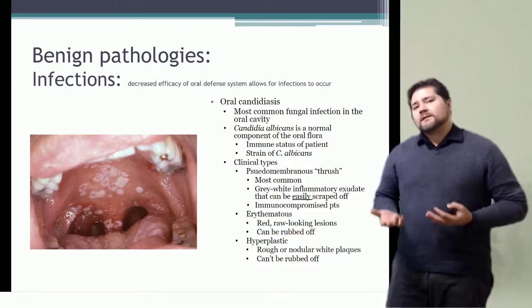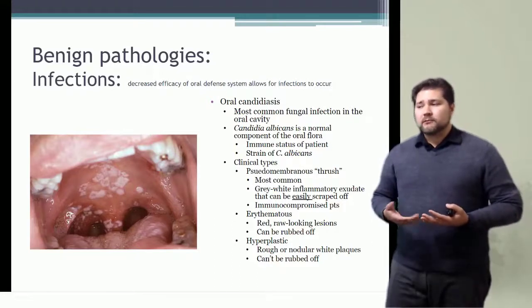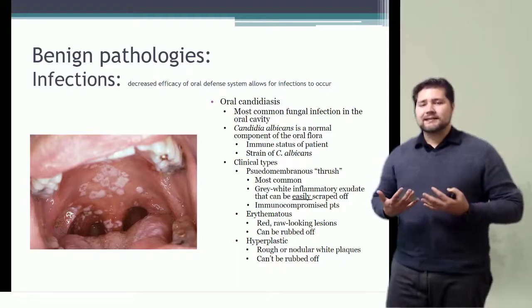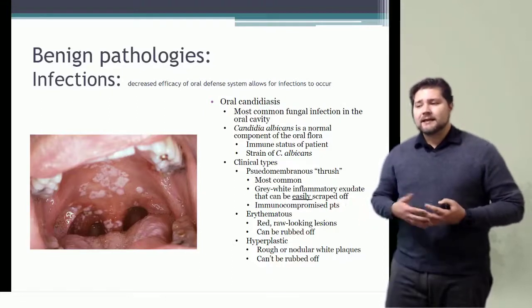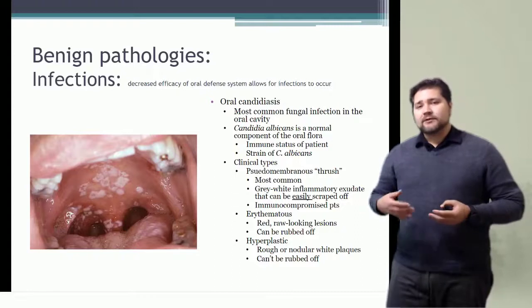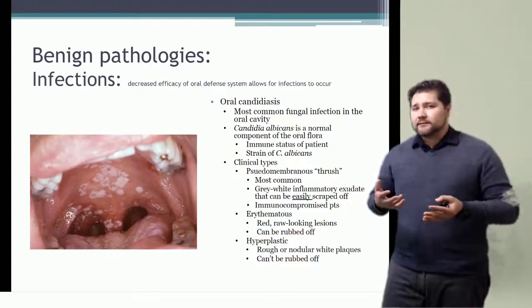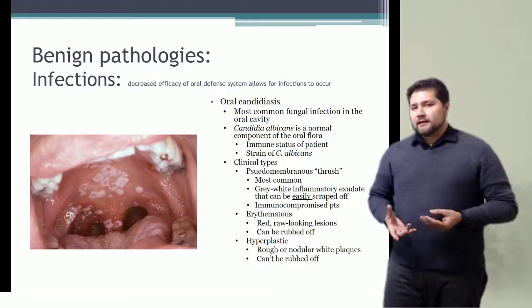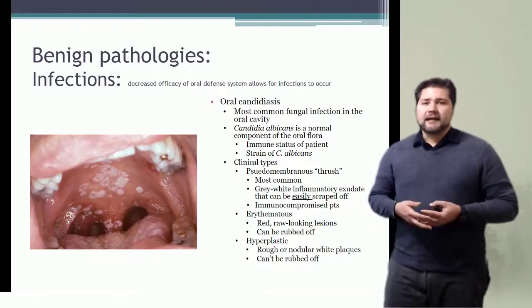There are three main types that you can see. The one that's most common is the pseudomembranous thrush or pseudomembranous candidiasis. And this is the one where you can easily scrape off the white deposit. And that's usually a good sign that it is candidiasis. The other one you might see is the erythematous version. And this is kind of the same thing, except the gray-white deposits are actually red in color, but they can still be scraped off. So again, if anything can be scraped off, that's a good sign that this is probably just an infection that can be handled.